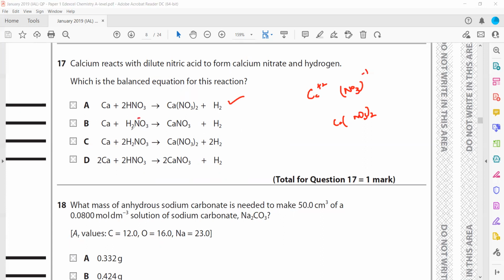Why is this one wrong? Because the nitric acid formula is incorrect, and calcium nitrate is also incorrect. Here also nitric acid is incorrect. Here the calcium nitrate formula is incorrect. So A is the right answer.